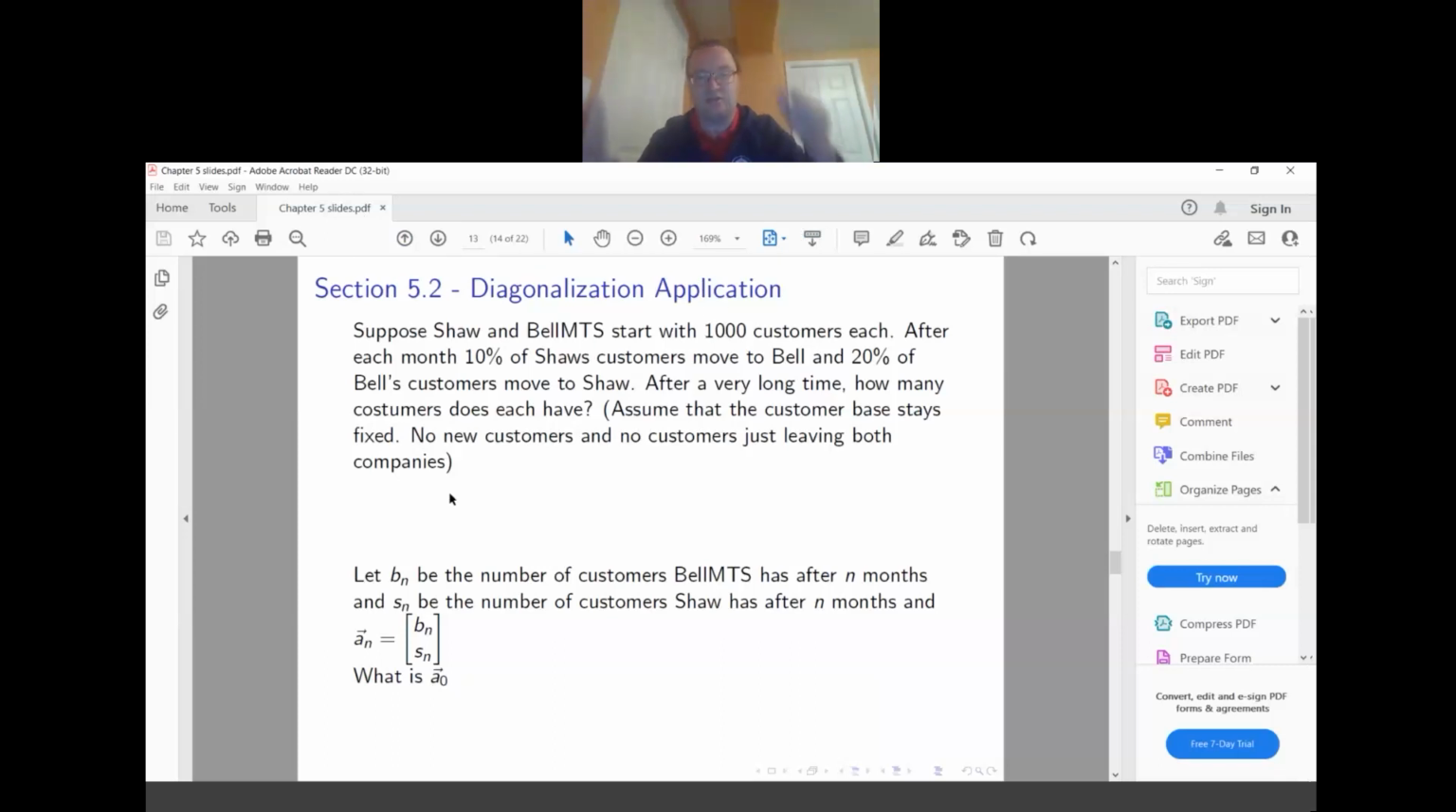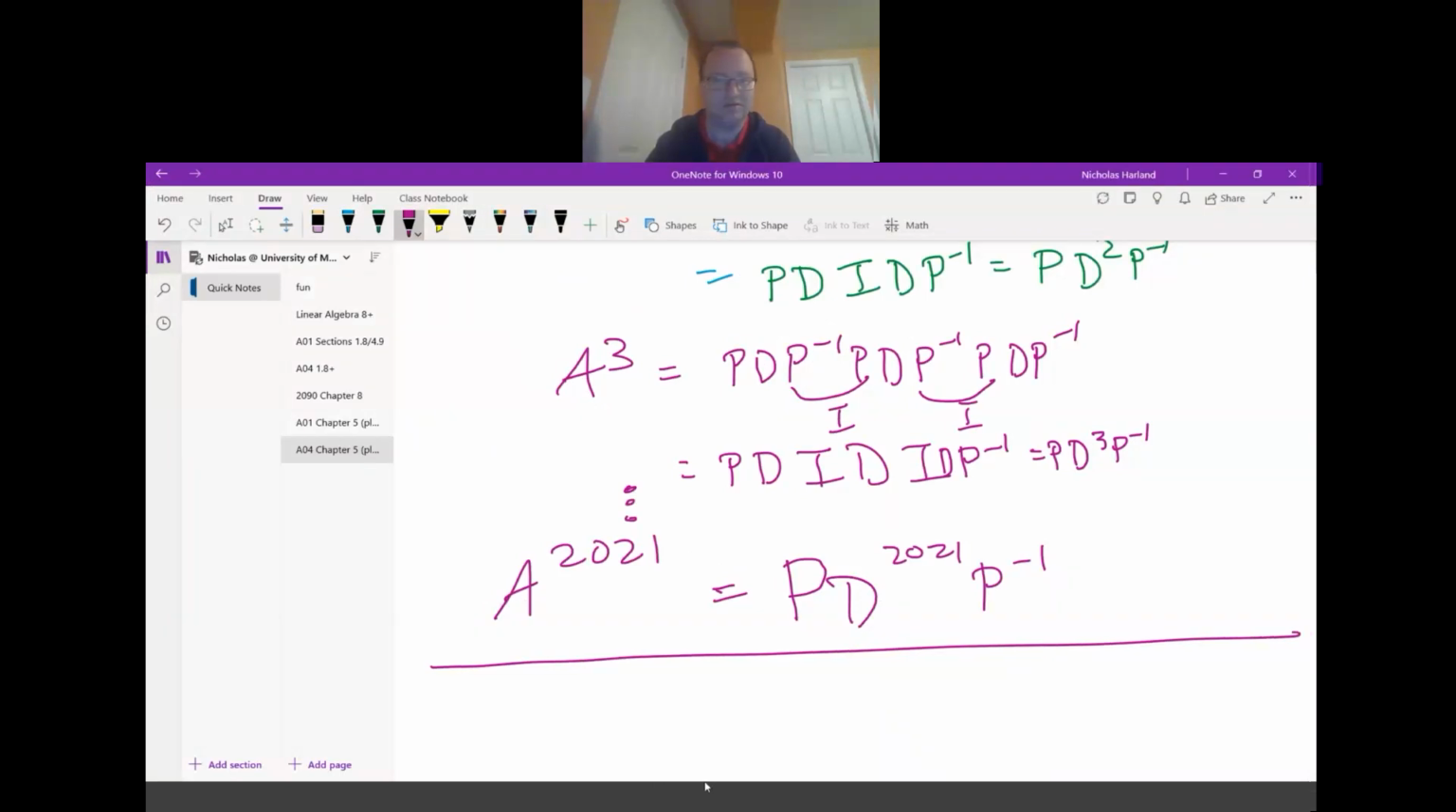All right, anyway, so I'm going to create a matrix. We're going to create a vector because apparently this is linear algebra. So I'm going to let Bn stand for the number of customers Bell MTS has, Sn be the number of customers Shaw has, and I'm going to let the vector An be Bn, Sn. So what is the vector A0? So the vector A0 is B0, S0.